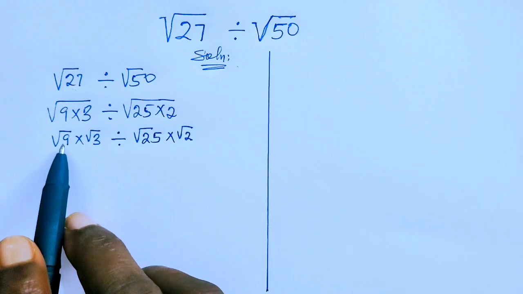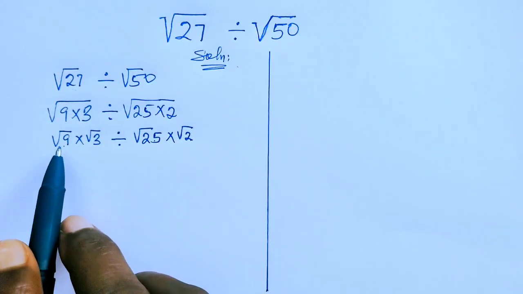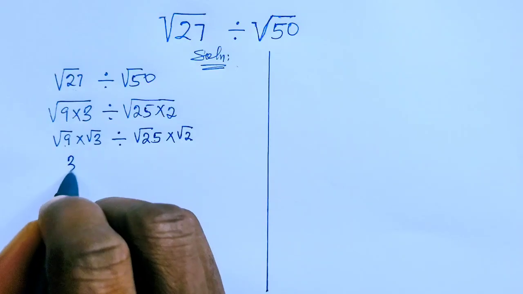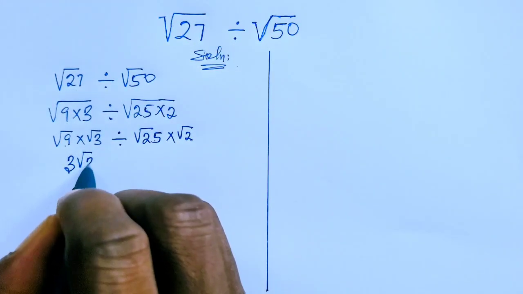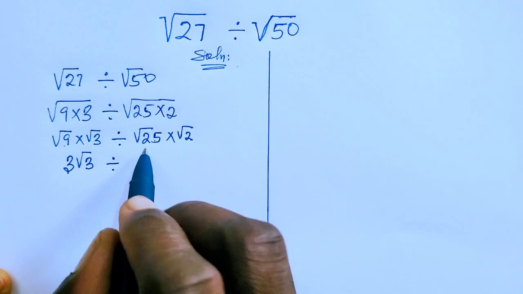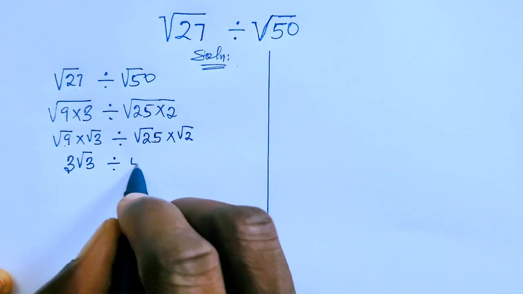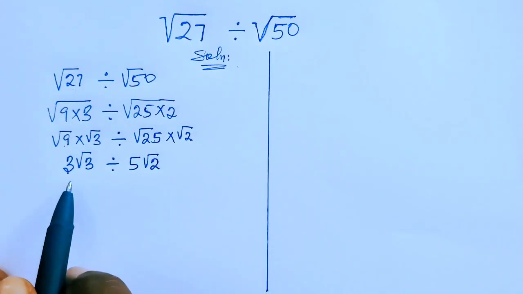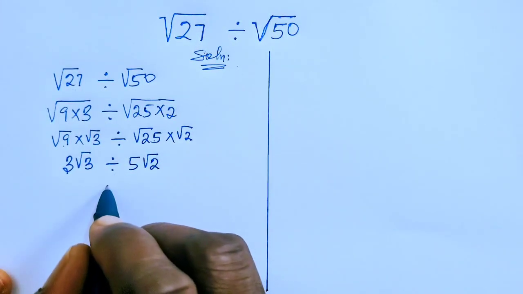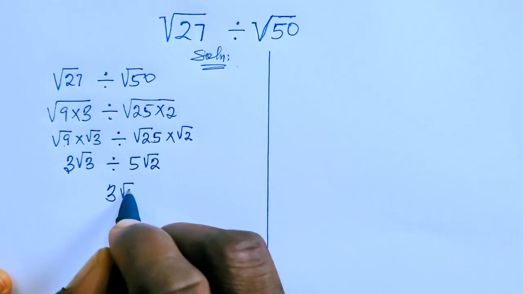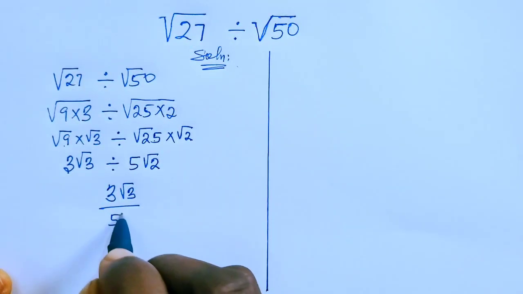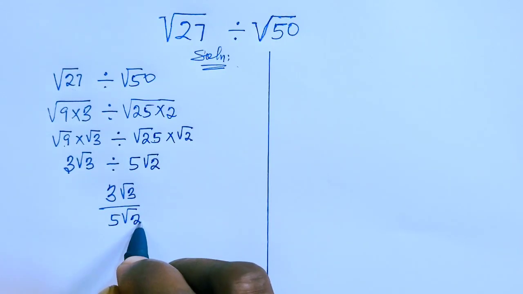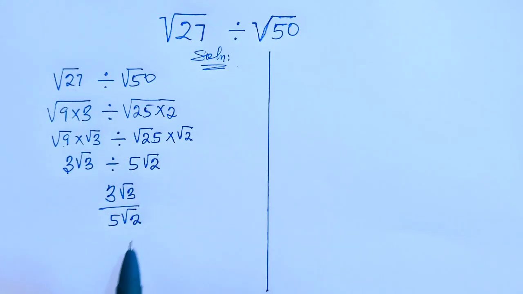Now, at this point, 9 is a perfect square, 25 is a perfect square. Therefore, the square root of 9 will give us 3, multiplied by root 3, that will give us 3 root 3, divided by the square root of 25, which will give us 5, multiplied by root 2, that gives us 5 root 2. And this expression can also be expressed as 3 root 3 divided by 5 root 2. Now, what we are going to do is rationalize the denominator.